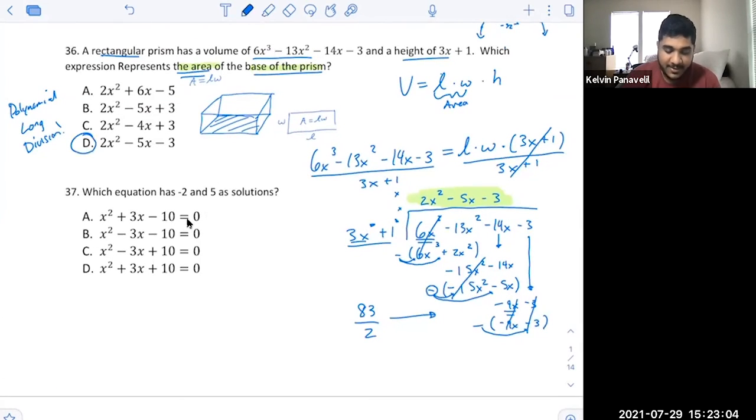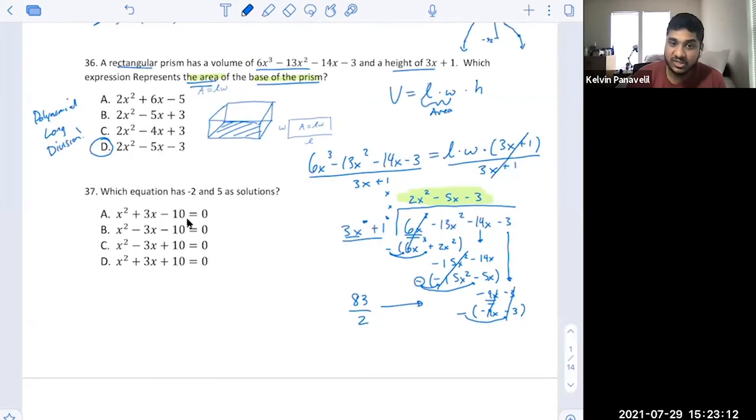Sorry, not exponential long division. I think I just made something up. Polynomial long division. Give me a P in the chat if you're going to make sure to practice polynomial long division. This shows up on the SAT as well. So it's just really good to know how to do polynomial long division, okay?